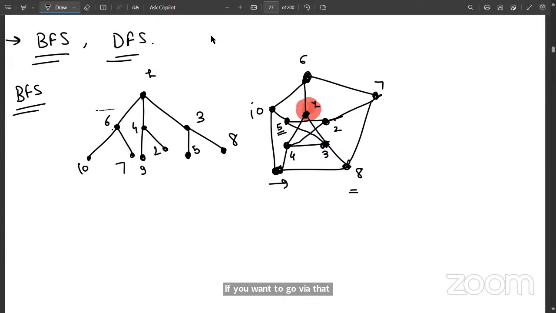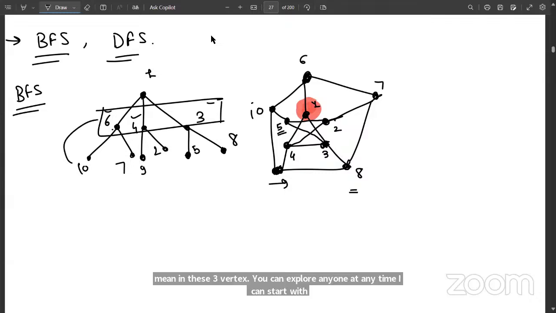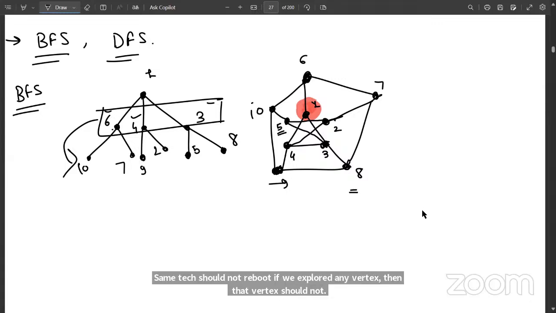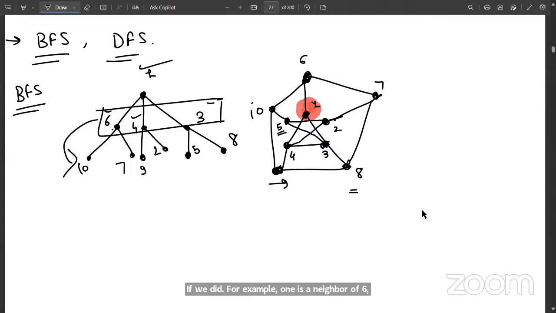Among these 3 vertices, you can explore any one at any time. I can start with 4, go to 3, and then go to 6. But you can't jump up a level. Once you explore one, you have to explore all the unvisited vertices first. That's the process of BFS. The same vertex should not repeat. If we have explored any vertex, it should not be listed again. For example, 1 is a neighbor of 6, 4 and 3, but 1 is already listed, so it won't be listed.